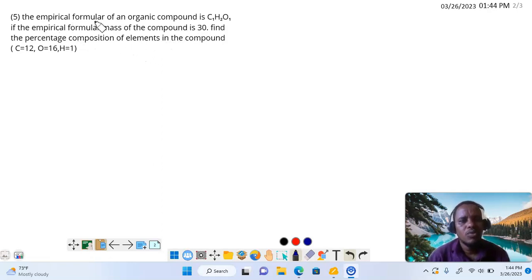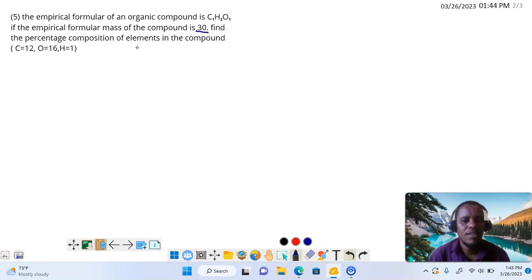For example, the empirical formula of an organic compound is C1H2O1. They give you its empirical formula and the empirical formula mass of the compound, which is the mass when you add carbon 12, hydrogen 2, and oxygen 16. When you add all of them, you get 30. They are asking you to find the percentage composition of the elements in the compound.